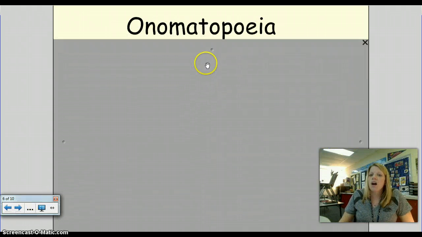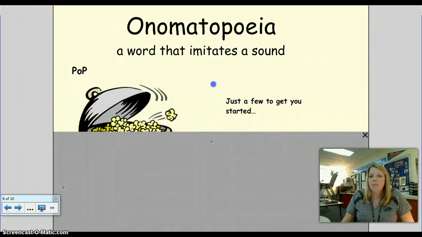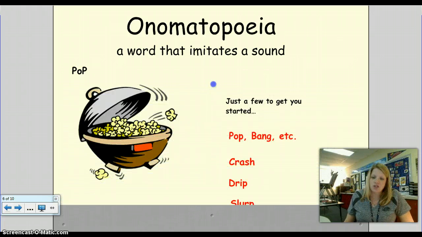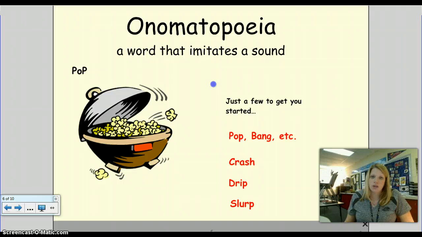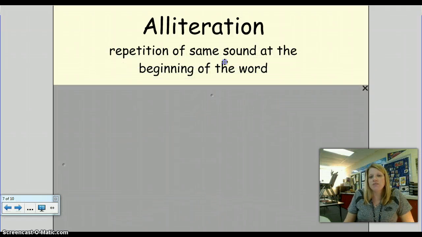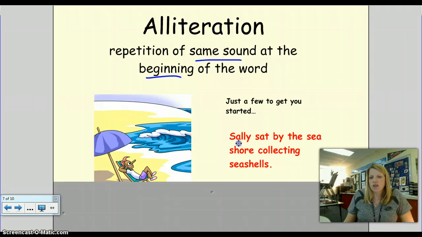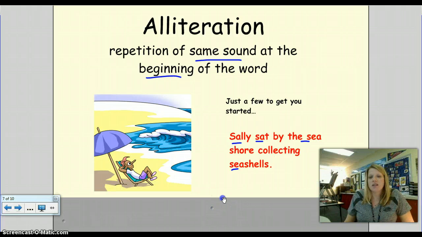Okay, moving right along. Onomatopoeia, one of the favorites. A word that imitates a sound, like pop, bang, crash, drip, slurp. And I'm sure there are many more you can think of. Alliteration is the repetition of the same sound at the beginning of the word. Sally sat by the seashore collecting sea shells. There's that repetition of the S sound at the beginning.